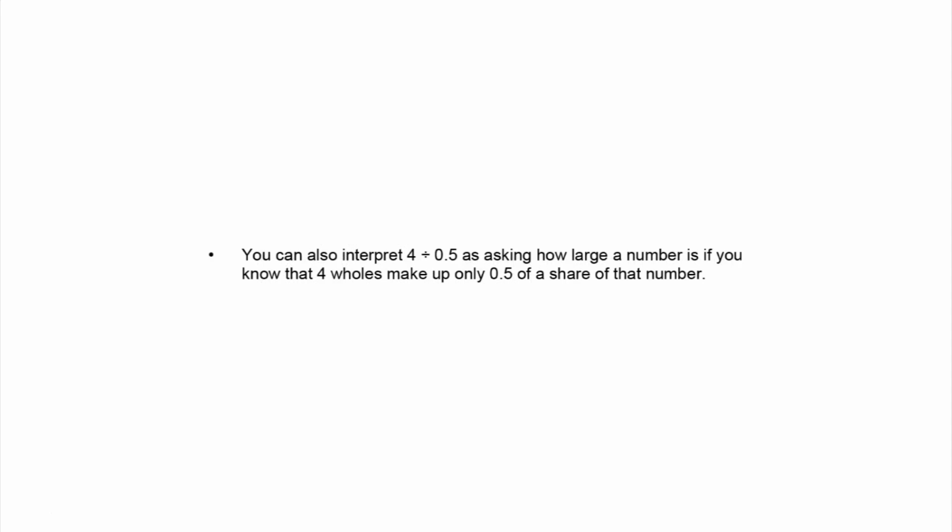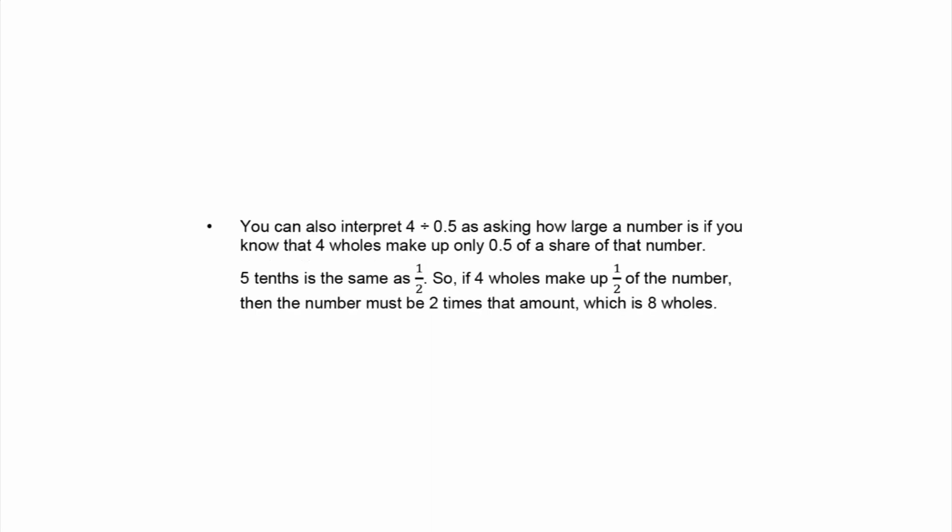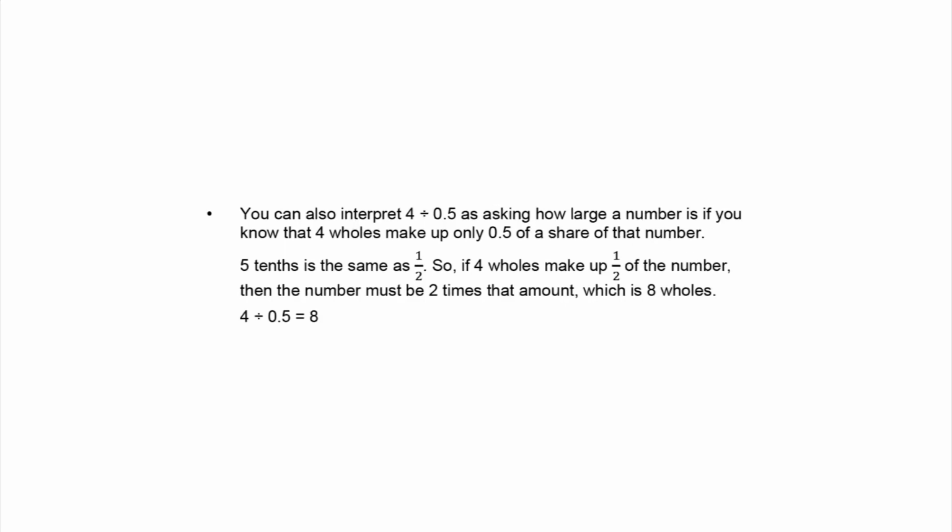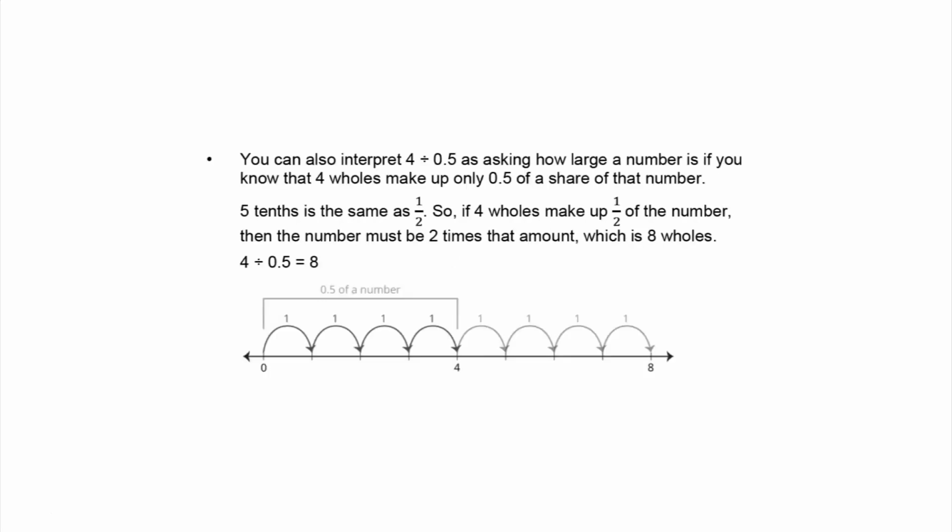You can also interpret 4 divided by 0.5 as asking how large a number is if you know that 4 wholes make up only 0.5 of a share of that number. 5/10ths is the same as 1/2, so if 4 wholes makes up 1/2 of the number, then the number must be 2 times that amount, which is 8 wholes. 4 divided by 0.5 equals 8. And again, you can see you've got half of the number, and another half gets you to 8.